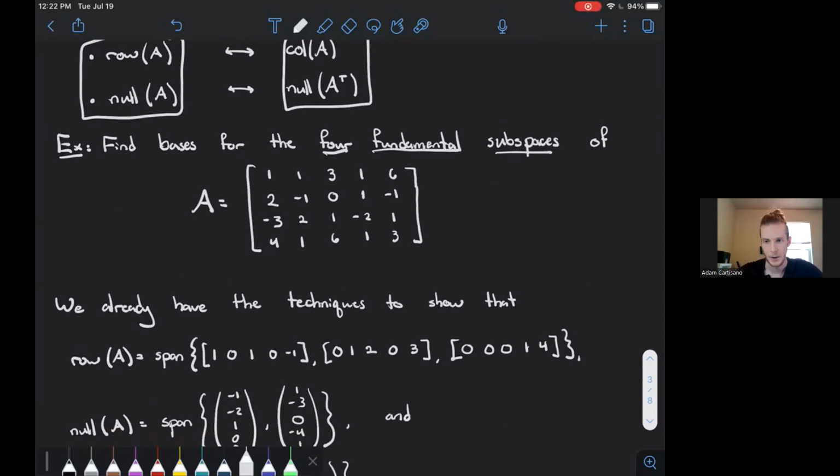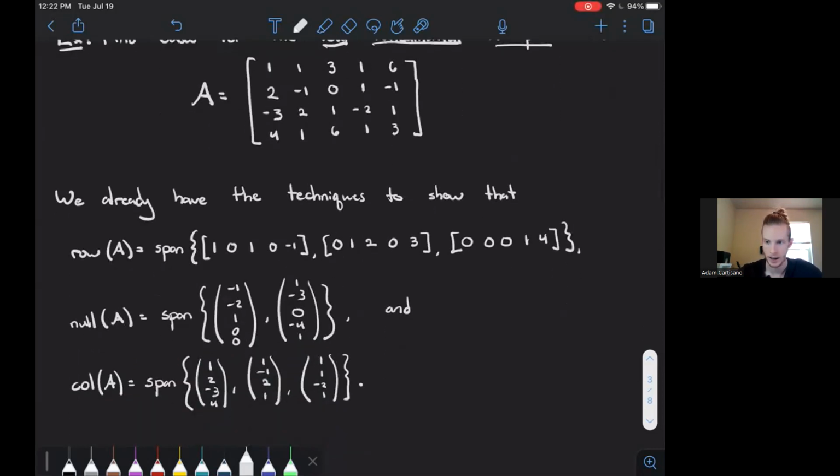Okay, now, we can view it, right? This is the matrix corresponding to the matrix transformation from R5 to R4. Now, we already know how to find row A, null A, and col A. So I'm not going to do them here.